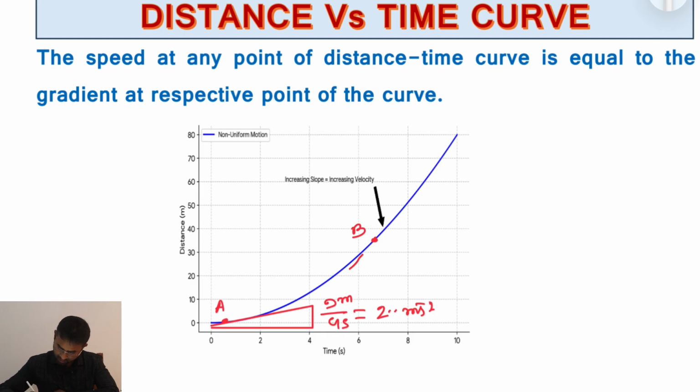But at point B, the velocity will be the gradient here, that is similar to the ratio of y displacement.